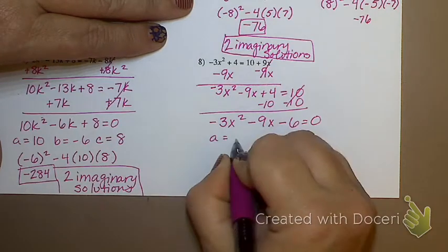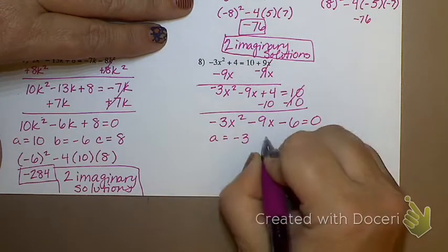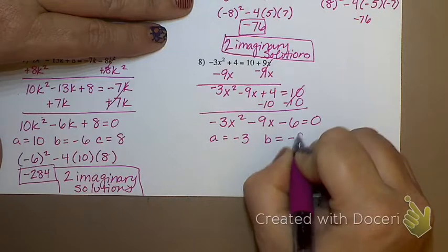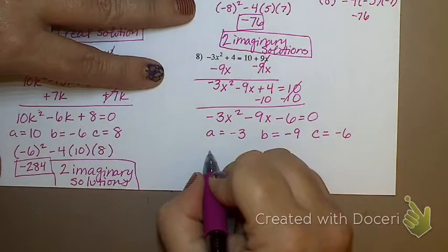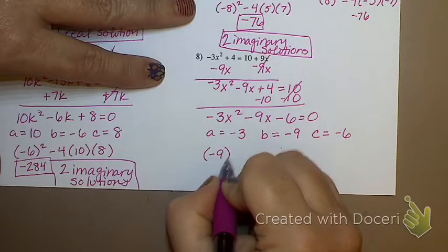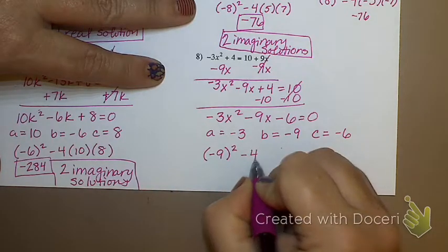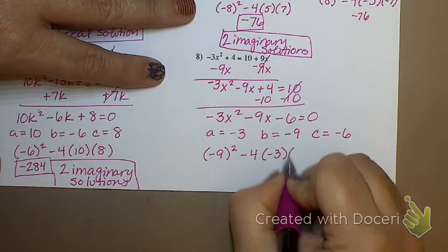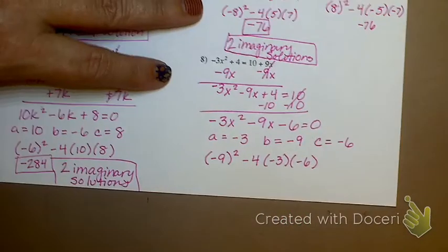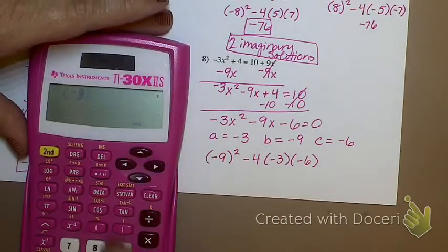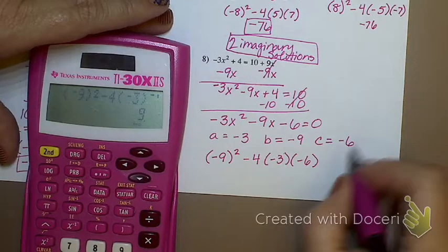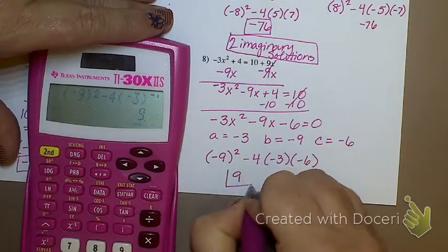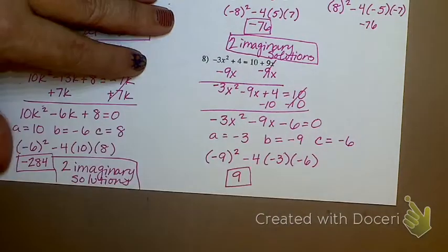A is negative 3. B is, and C is, we've got lots of negatives here. So B squared minus 4AC. Negative 9 squared minus 4 times negative 3 times negative 6. I get 9. What does that tell me about the number and type of solutions?